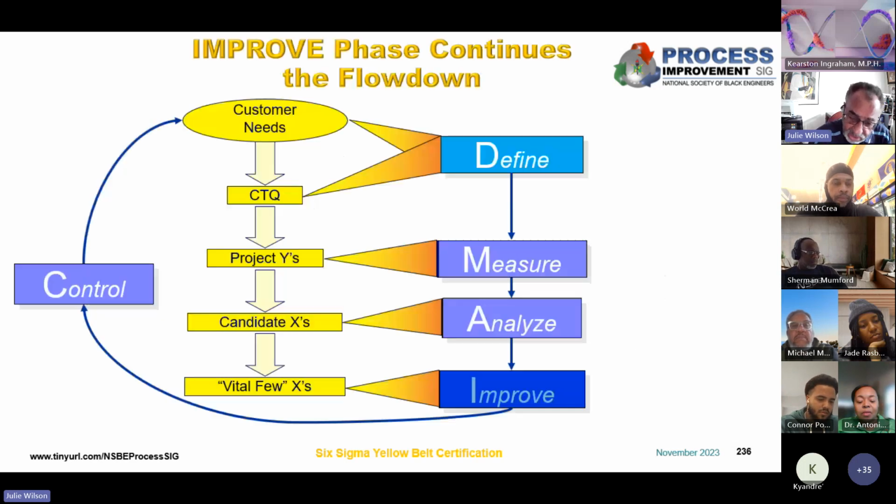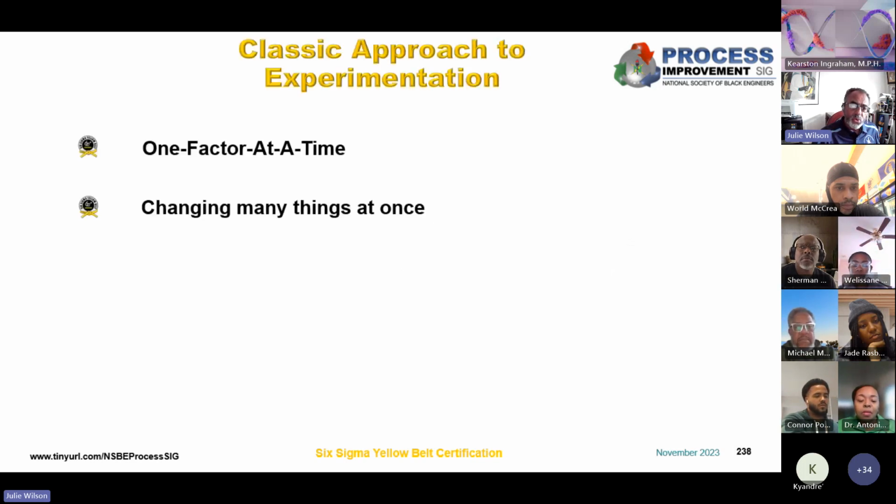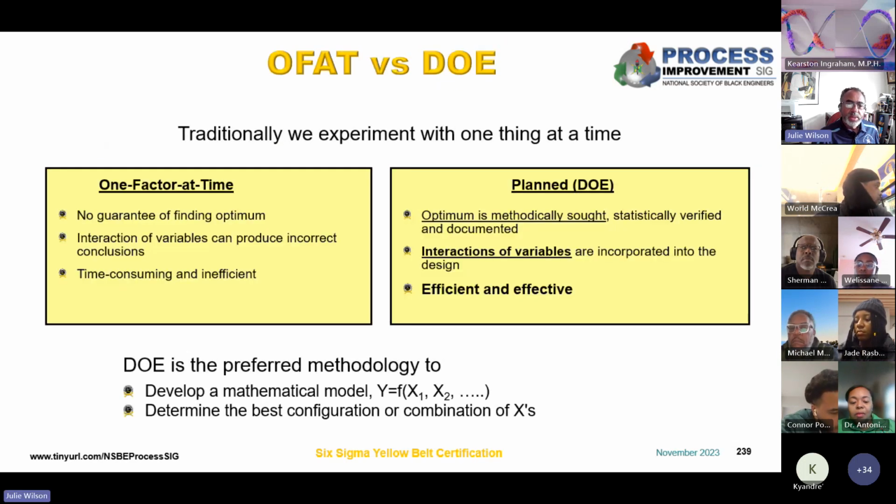So I want to give a brief introduction of a very key topic that's used in the improve phase, and that is called design of experiments. Now, there's a variety of ways that people approach experimentation. The most classic approaches to experiments are that you test out one factor at a time, or you change many things at once.